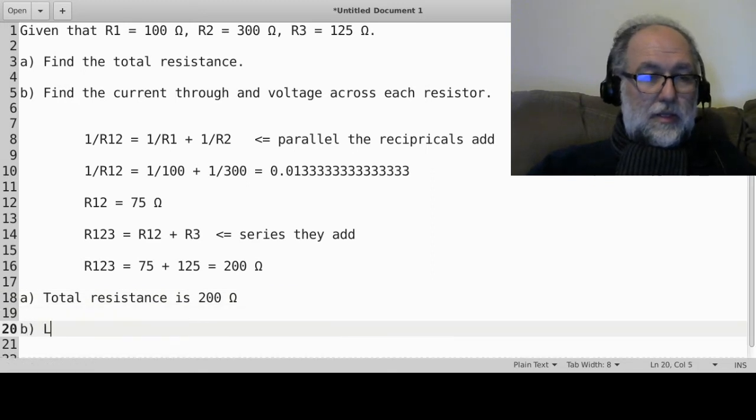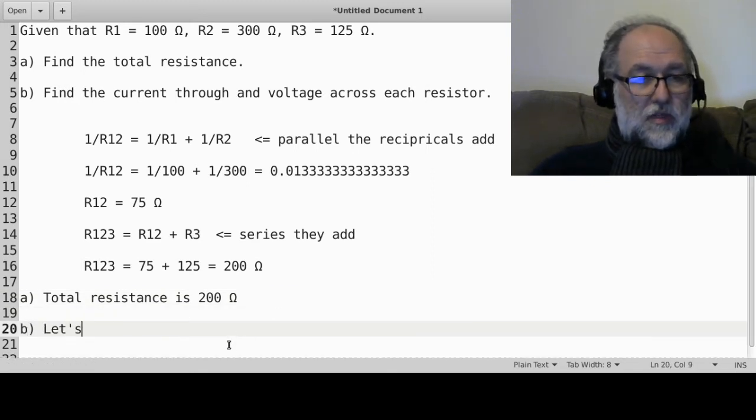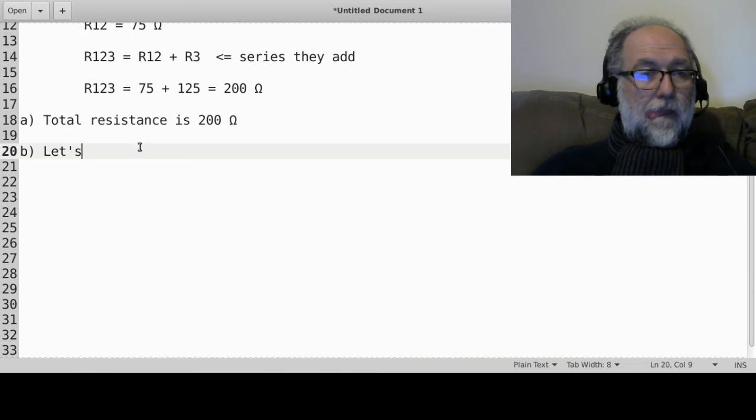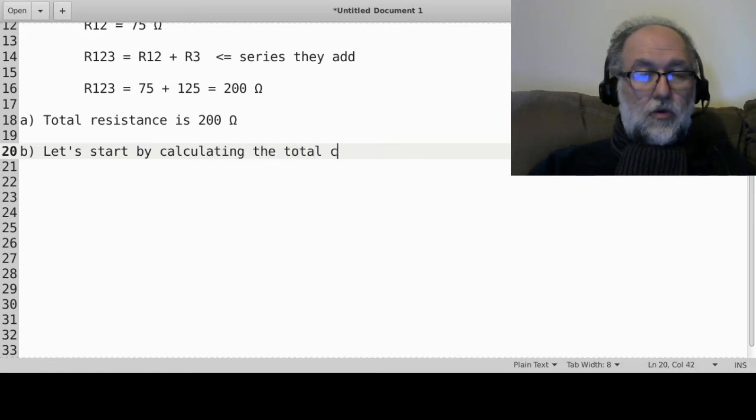For part B, let me just move this up a bit for you. Let's start by calculating the total current in the circuit.